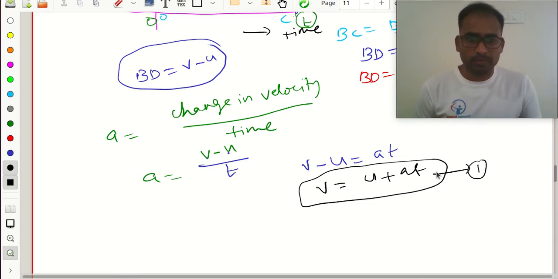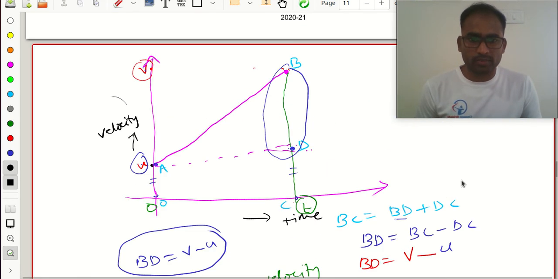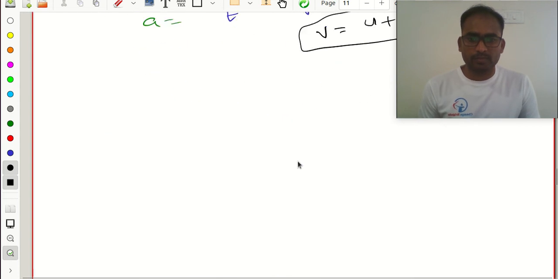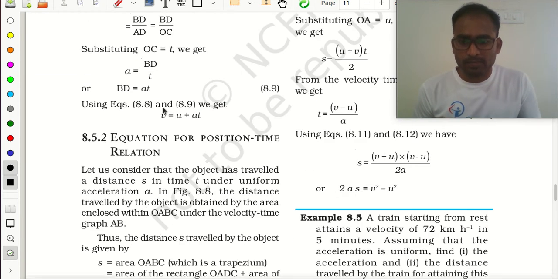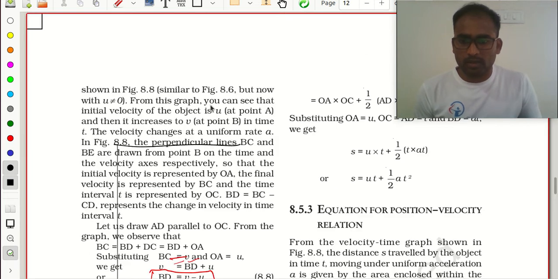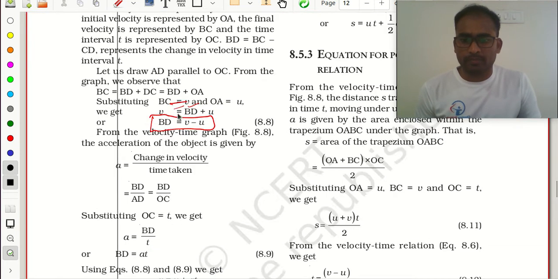You proved now? You got how to calculate this velocity and time relation? Yes, sir. Okay. Now we are understanding that position, and next, position and time.